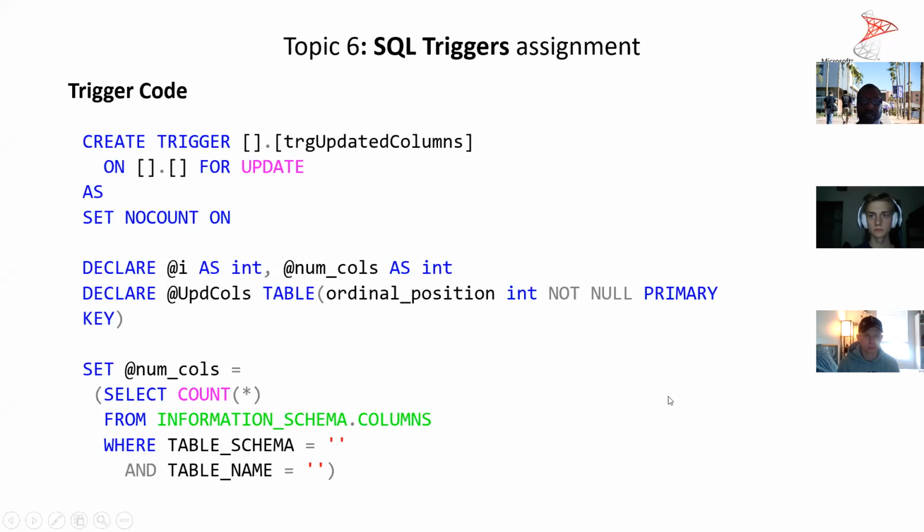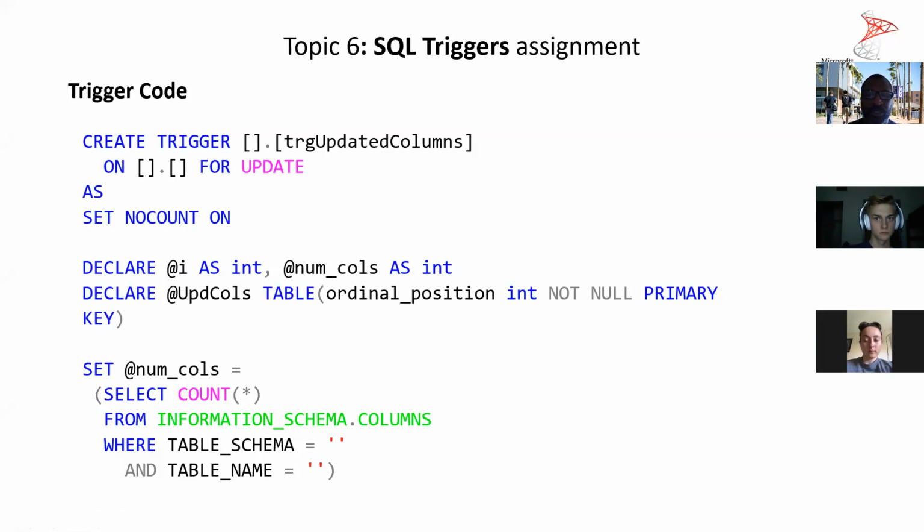And here is the actual code, the outline code for the trigger. The syntax for a trigger is create trigger. And this is another sub-program in SQL Server. Then you give the trigger a name, and our trigger name is going to be trigger TRG update columns. You notice there's some blanks here, which you need to fill in accordingly.